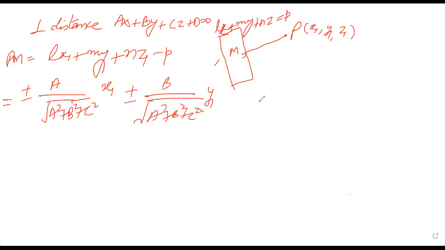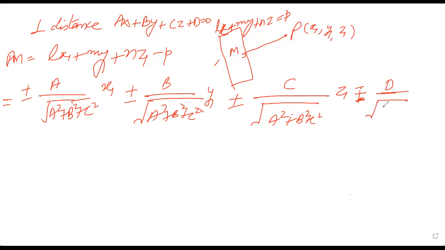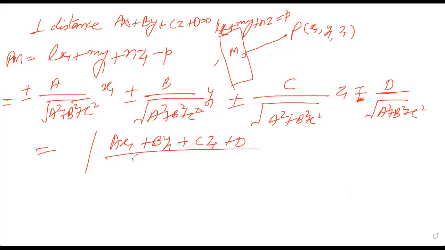y1 plus minus C upon under root A square plus B square plus C square z1 and plus minus D upon under root A square plus B square plus C square. In terms of A, B, C, you can write it, or if you want to take its length, you can write in mod form also. Take the mod, so only positive sign because I am taking the length, so it will become |Ax1 plus By1 plus Cz1 plus D| upon under root A square plus B square plus C square.